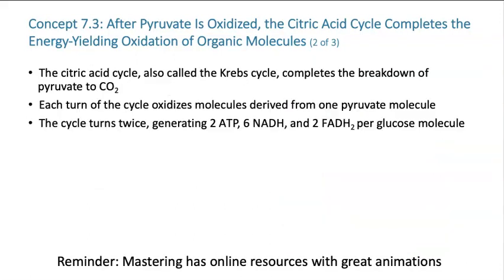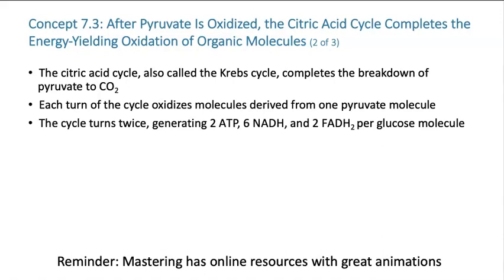So the citric acid cycle is sometimes called the Krebs cycle. If you're looking up animations maybe on YouTube and they refer to this as the Krebs cycle, you'll know what they're talking about. The citric acid cycle is going to completely break down the rest of pyruvate into carbon dioxide. And we're going to do this a couple of times, once for each pyruvate molecule that was made at the end of glycolysis. So the cycle does turn twice, and in total, we generate 2 ATP, 6 NADHs, and 2 FADH2s for every single glucose molecule.